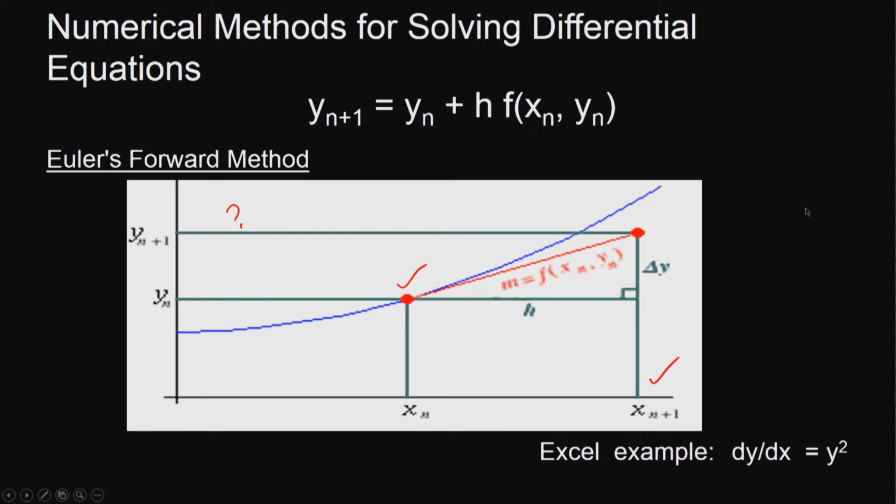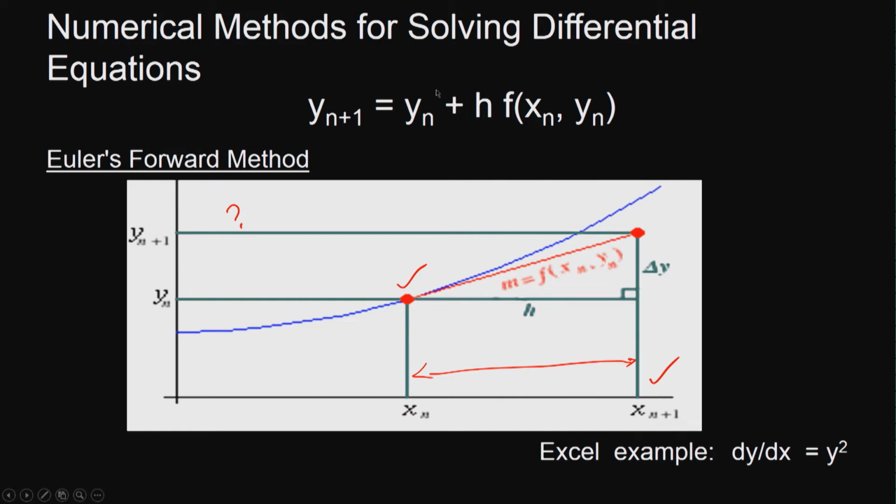Depending upon how large your step length is, the error also changes, just like in the numerical differentiation I showed you. The smaller the step length, the more accurate the answer will be. As you can see, when you have very quadratic or very sharply changing graphs, you are going to have problems in estimating yn plus 1 starting from yn.